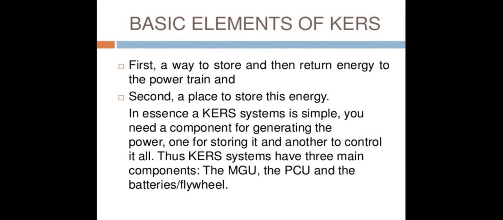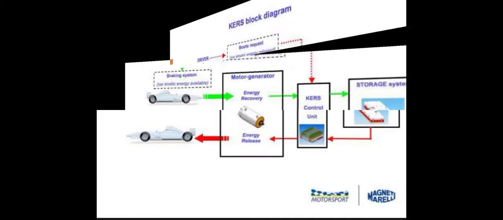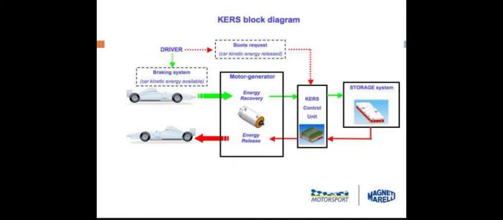Basic elements of KERS. First, a way to store and then return energy to the powertrain, and second, a place to store this energy. In essence, the KERS system is simple. You need a component for generating the power, one for storing it, and another to control it all. Thus, the KERS system has three main components: the MGU, the PCU, and the batteries and flywheel. Here is the block diagram of the KERS system.